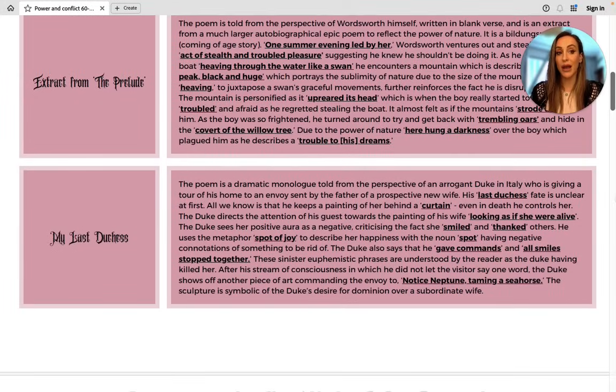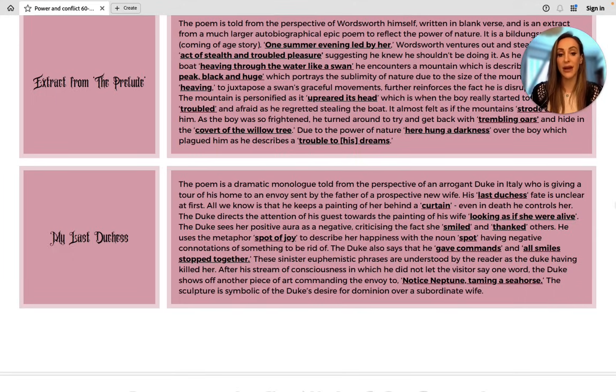Next, we have My Last Duchess. Now, this came up last year, and it is a relatively tricky poem, but the storyline of the poem is straightforward. So the poem is a dramatic monologue told from the perspective of an arrogant duke in Italy who is giving a tour of his home to an envoy sent by the father of a prospective new wife. His last duchess's fate is unclear at first. All we know is that he keeps a painting of her behind a curtain. Even in death, he controls her.